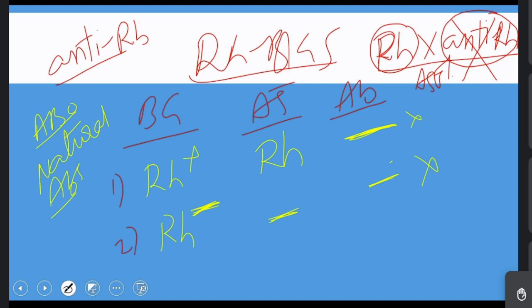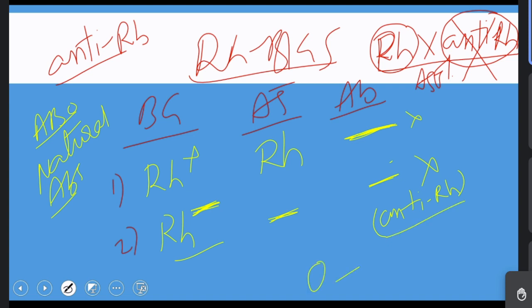Natural antibodies are absent, sir. Anti-RH are absent. These anti-RH antibodies should actually be present when we are born in the RH negative individual, as in the case of ABO blood group individuals. As an A individual is born with anti-B, RH negative could be born with anti-RH.